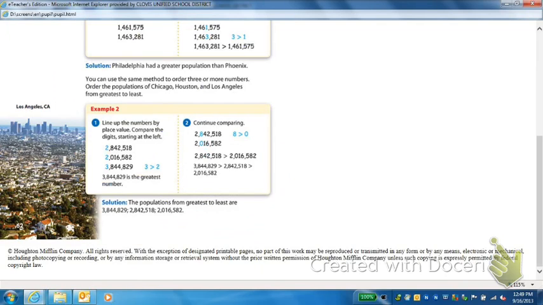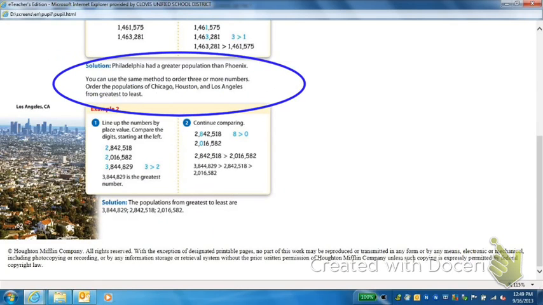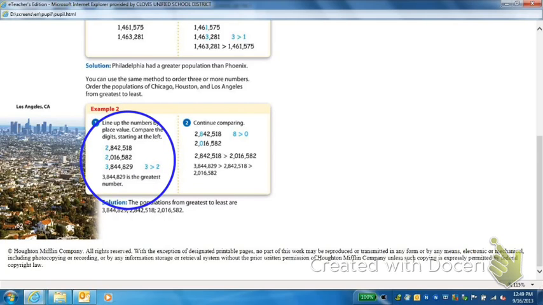They can use this same method to order 3 or more numbers. For example, here it says order the populations of Chicago, Houston, and Los Angeles from greatest to least. So we get the populations that were up above, we line them up like we did here, and we start looking at the numbers. The greatest number is 3,844,829, so we know that's the biggest one. Then we look at the remaining 2 numbers. We compare the digits starting from the left, and 8 is greater than 0. So 2,842,582 is greater than the other one. Then we can line them up from greatest to least, which is right here. And sometimes they'll ask you to put it from least to greatest. So just be careful and make sure you read carefully what they're asking you to do.